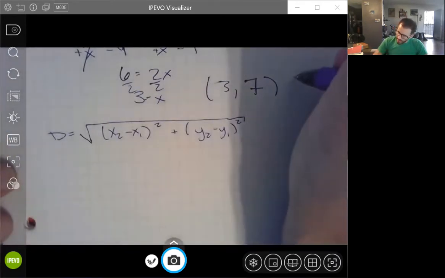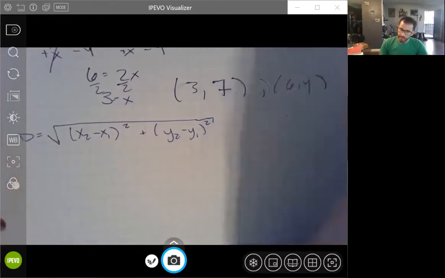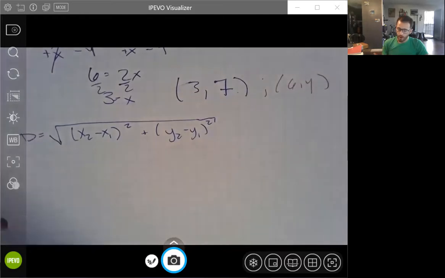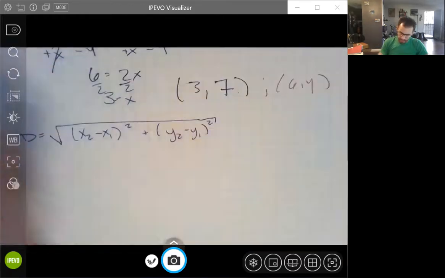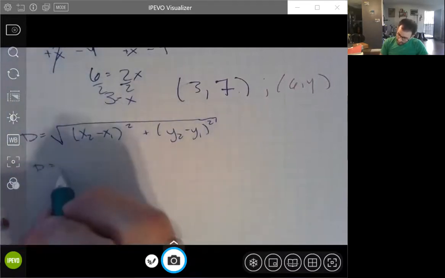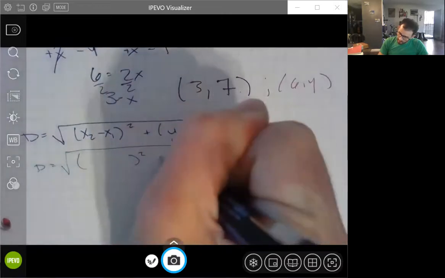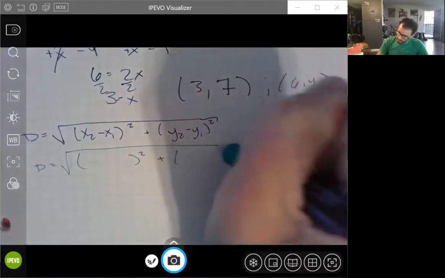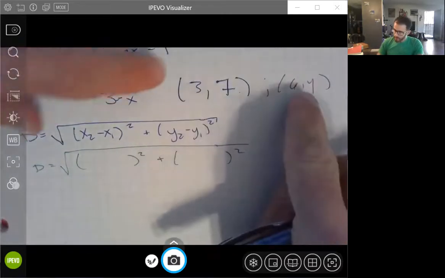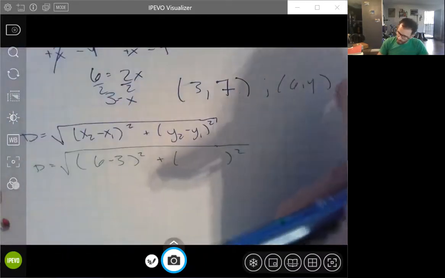Let's remember that here's 1 point, here's the other. Okay. All right, let's take the difference. Actually, you know what? Let's set it up nice and organized. Big square root, big parentheses squared, big parentheses squared. All right, difference of the x's, 6 minus 3. Difference of the y's, 4 minus 7.